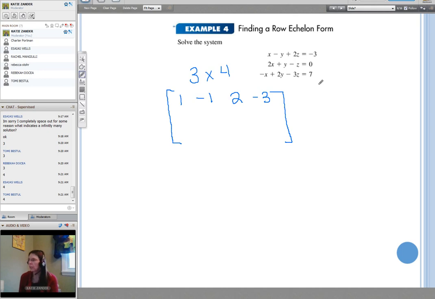Type those in. Make sure you're using the negative sign down here, not the minus sign, for negative numbers. I know some people like to favor the minus sign versus the negative. So row 2 looks like it's going to be 2, 1, negative 1, 0. And then the last row will be negative 1, 2, negative 3, 7.